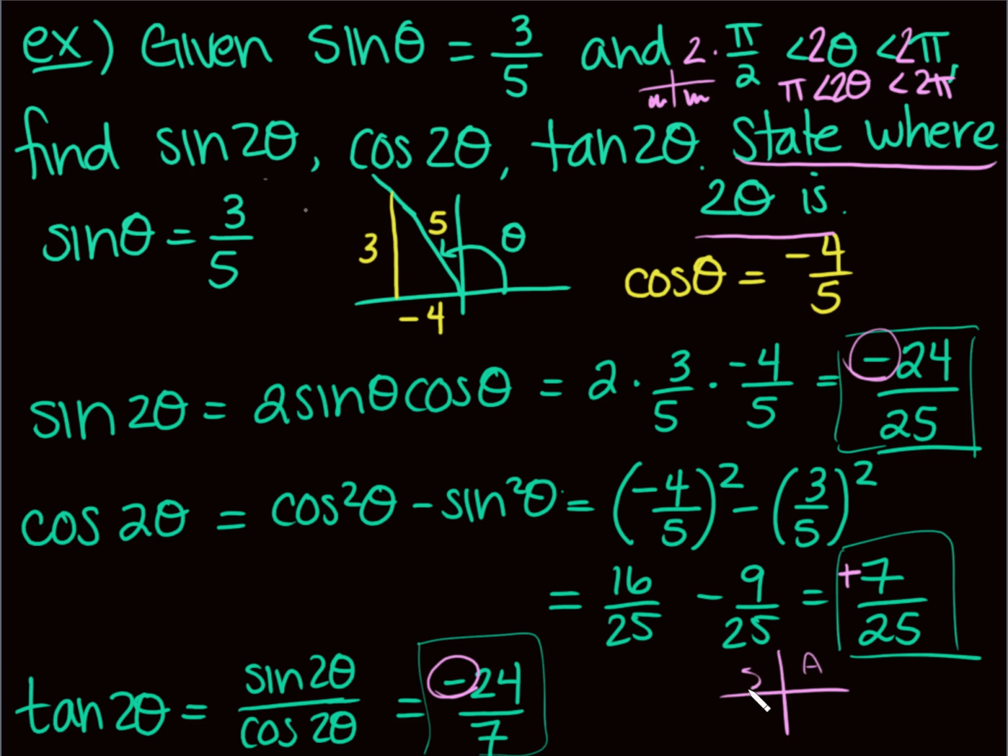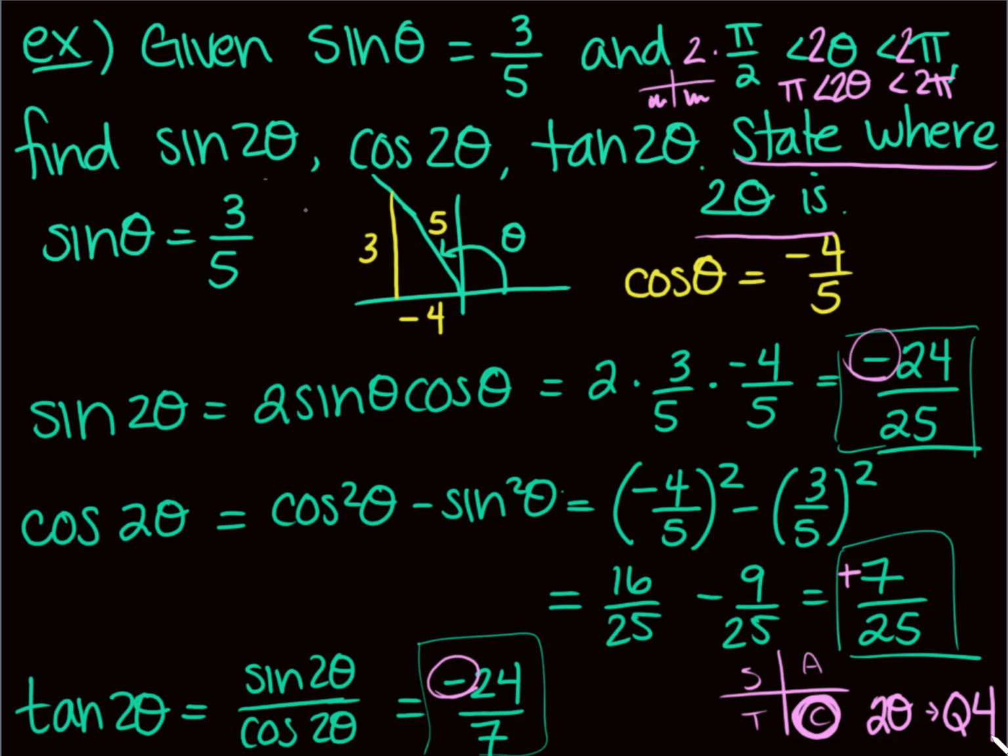Well, if all students take calculus, the only place that cosine is the only positive one is going to be in the 4th quadrant. So I know that 2 theta is in quadrant 4. That has to be true based on the signs, positiveness or negativeness, of my sine, cosine, and tangent. Those are so fun. I love doing those.